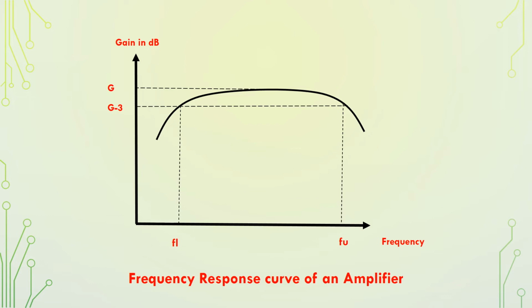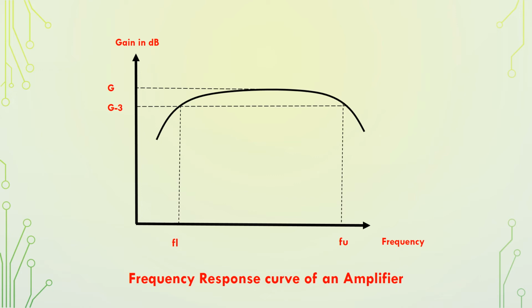So it is a graph between the frequency and gain in dB of an amplifier. So in the frequency axis there are two parameters, that is FL, which is the lower cutoff frequency, and FU, the upper cutoff frequency, and G represents the gain, and G minus 3 means 3 dB less gain. Okay, so at the lower cutoff frequency and upper cutoff frequency, it is clear that gain has decreased by 3 dB. It is clear from the response curve.